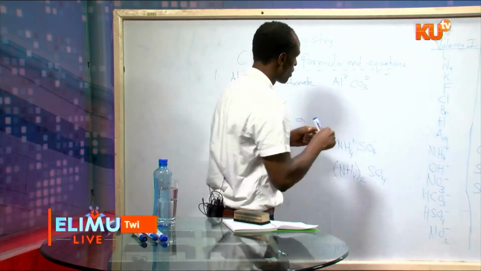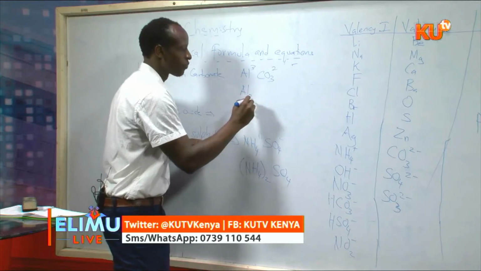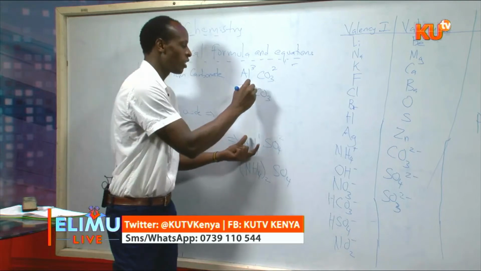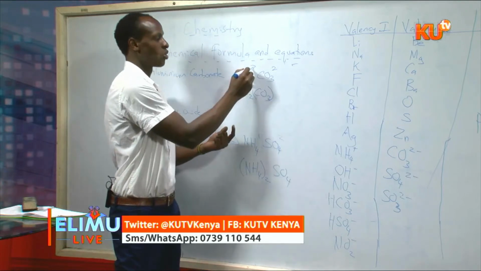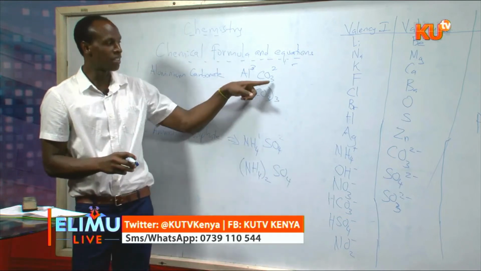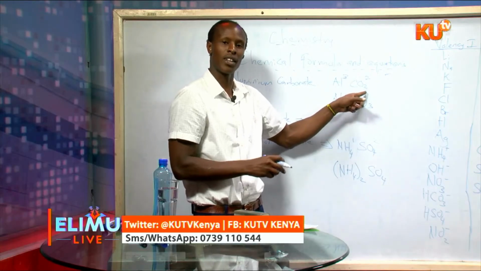Then we get Al2CO3. We said any radical, when you want to put a number, you always have to put the radical in brackets. So this 3 for aluminium comes here. Remember, this 3 in CO3 is not a valency.